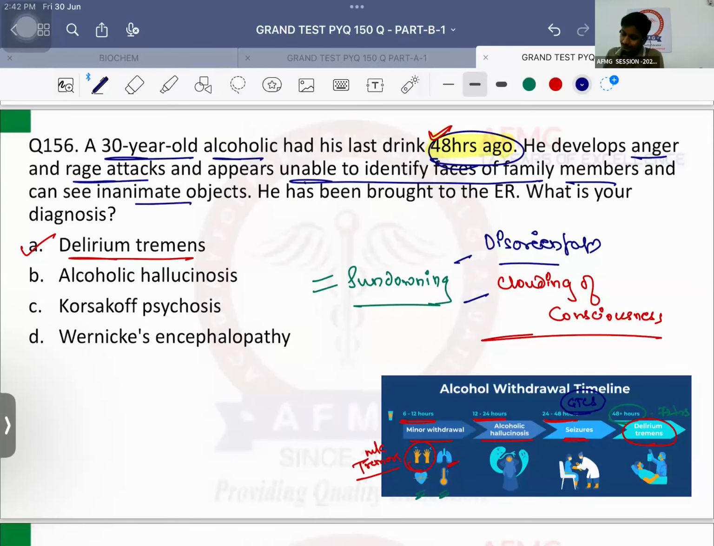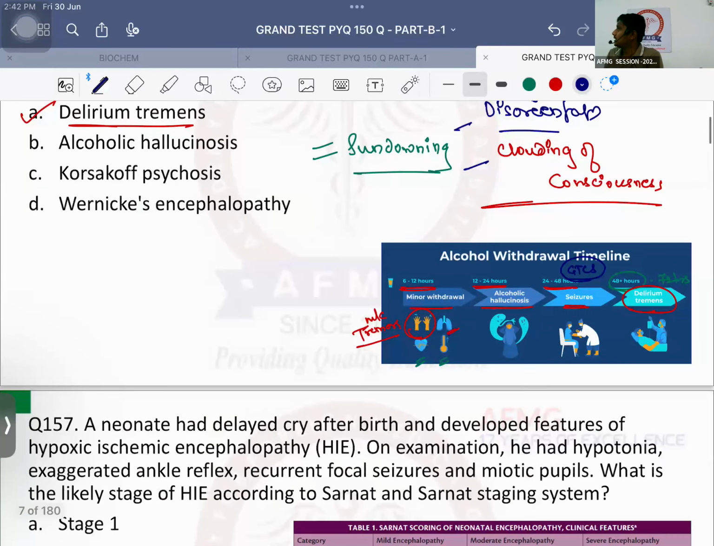Please remember this. Korsakoff psychosis, the patient has dementia. But there's again no clouding of consciousness, no disorientation. And in Korsakoff psychosis, the patient will have the characteristic feature where the patient fills up memory gaps with false stories known as confabulation. This was a previous year question.